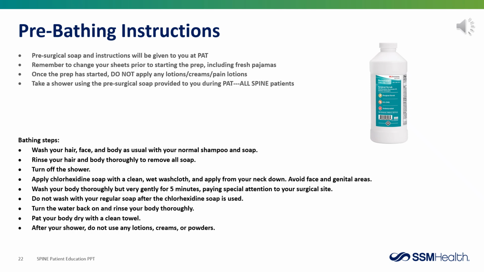All spine surgeries must use these bathing steps or instructions. Wash your hair, face, and body as usual with your normal shampoo and soap. Rinse your hair and body thoroughly to remove all soap. Turn off the water. Apply the chlorhexidine soap with a clean, wet washcloth from your neck down, avoiding face and genital areas. Wash your body thoroughly but very gently for 5 minutes. Pay special attention to your surgical site.